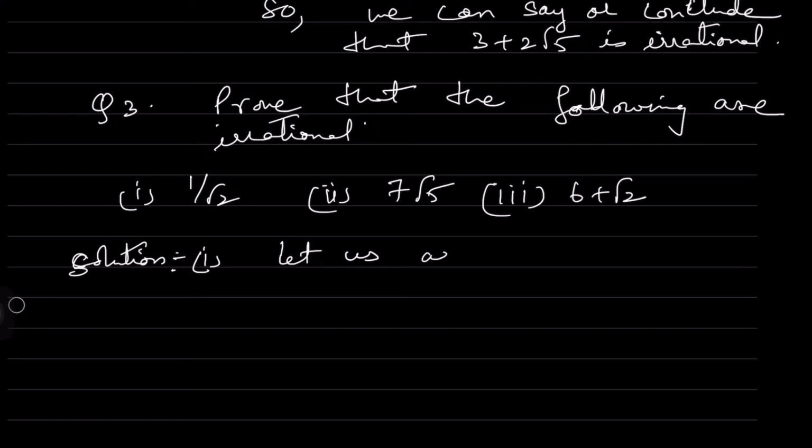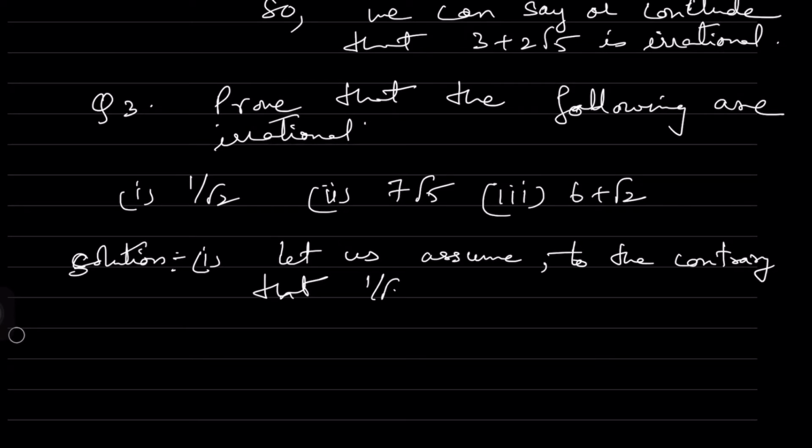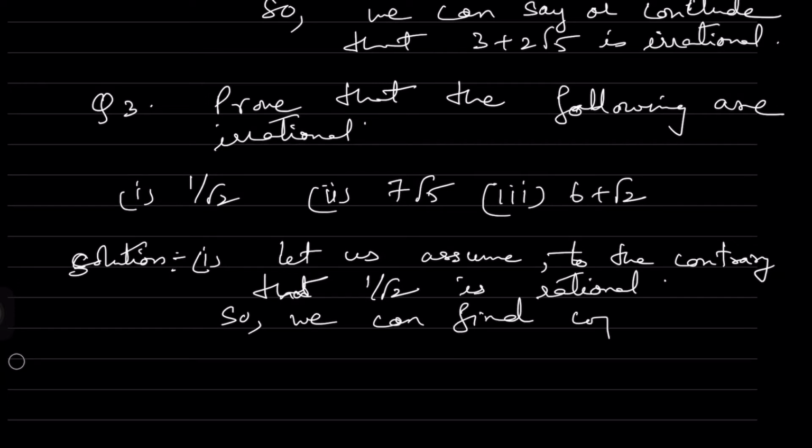So we'll again take a contrary statement and then prove it is false, and then the given statement is true. Let us assume to the contrary that 1 by root 2 is rational. We always assume the contrary of whatever is given to us. It's given as irrational, so we assume that it is rational. Whenever it is a rational number, we can express it in the form of p by q, or a by b, where a and b are integers.